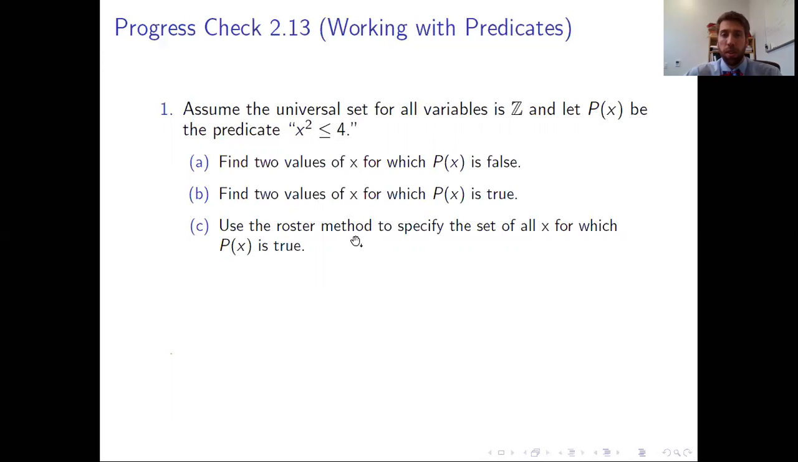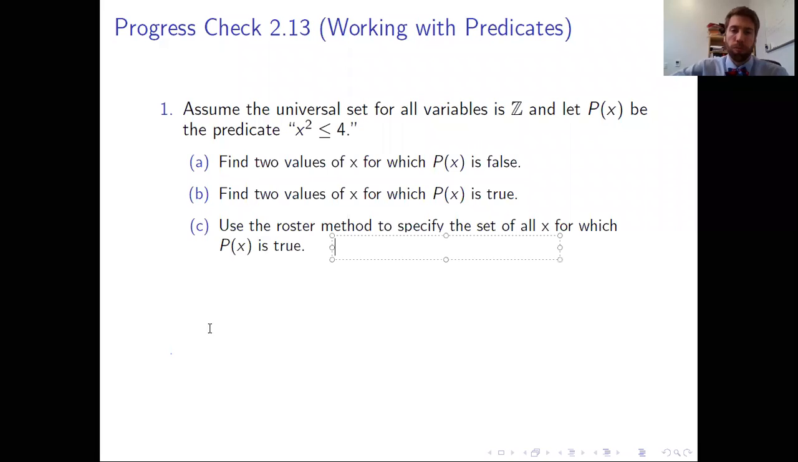Let's use the roster method to specify the set of all X for which P of X is true. Okay, well, we've got numbers that it works with are -2, -1, 0, 1, 2. And you don't have to put them in order, because order doesn't matter with sets. But those are the integers that work with that have a truth value for that predicate.